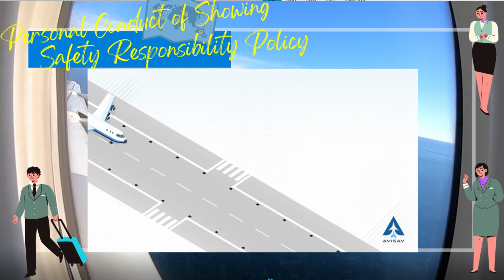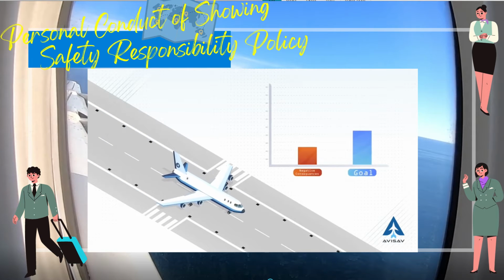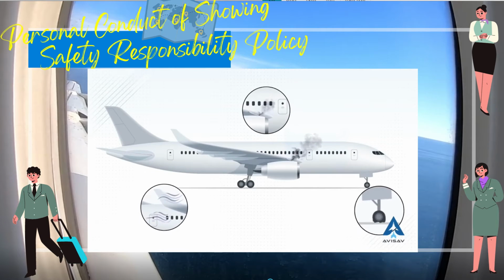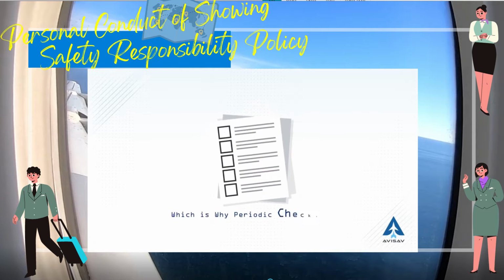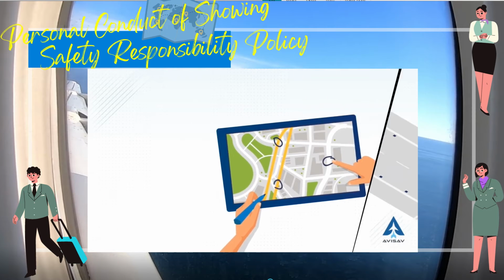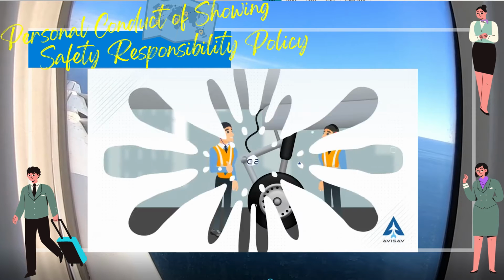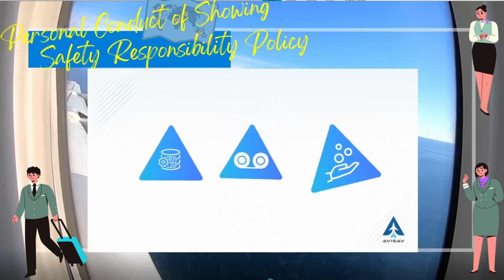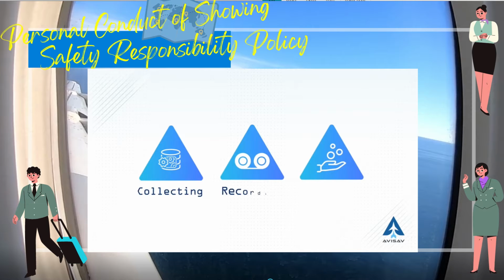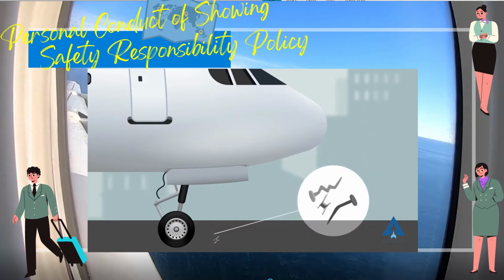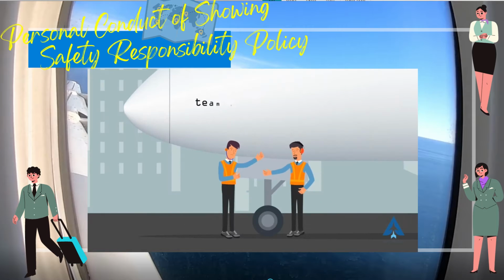The goal here is to assess and reduce the possibility of negative consequences, controlling them in a valid and acceptable way. Naturally, risks and hazards are always changing, which is why periodic checks and upgrades are crucial. When it comes to planning and system design, risk identification is vital, setting the foundation and framework for daily safety operations. All aviation service providers are responsible for collecting, recording and processing safety data through various reactive, proactive and predictive methods.